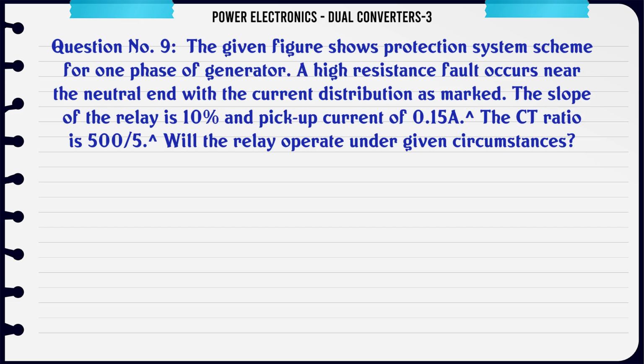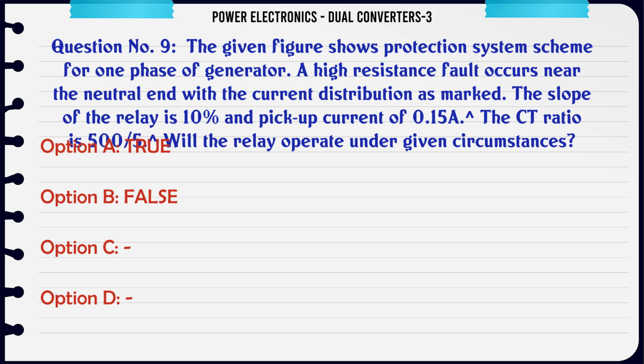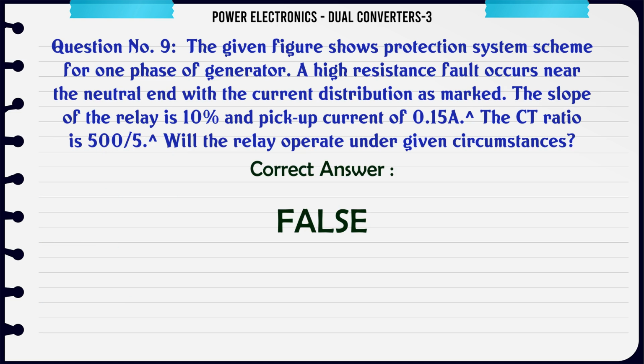The given figure shows protection system scheme for one phase of generator. A high resistance fault occurs near the neutral end with the current distribution as marked. The slope of the relay is 10 and pickup current of 0.15 A. The CT ratio is 505. Will the relay operate under given circumstances? A. True. B. False. C. D. The correct answer is false.